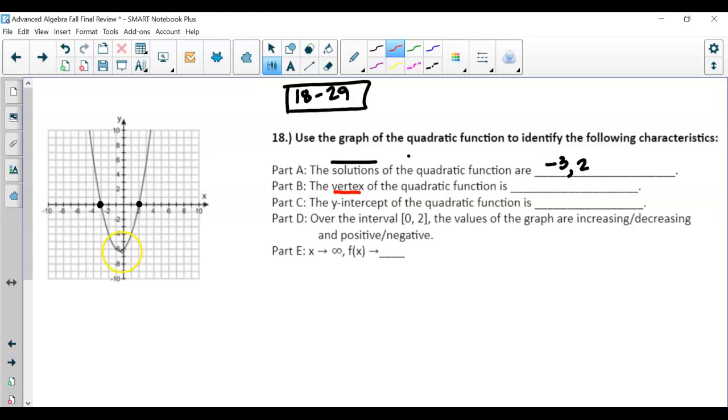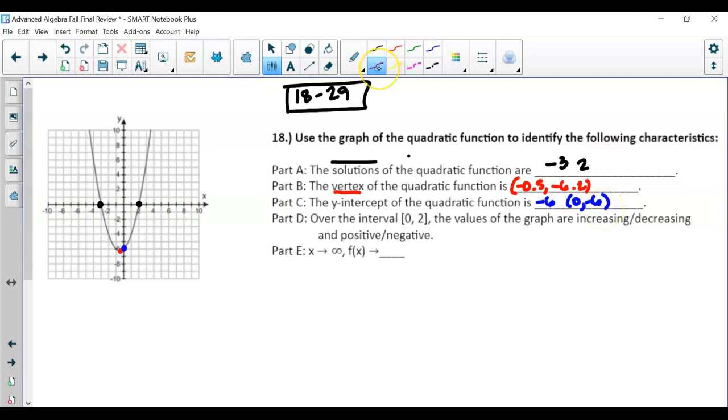So then the vertex is always that minimum or maximum point. So here, at about, I would say, (-0.5, -6). We're just estimating -6 is the vertex. So then here, the y-intercept, that was probably just below it too. So maybe about -6.2. But again, estimating the vertex. So then the y-intercept, where the graph is crossing the y-axis, is here at (0, -6).